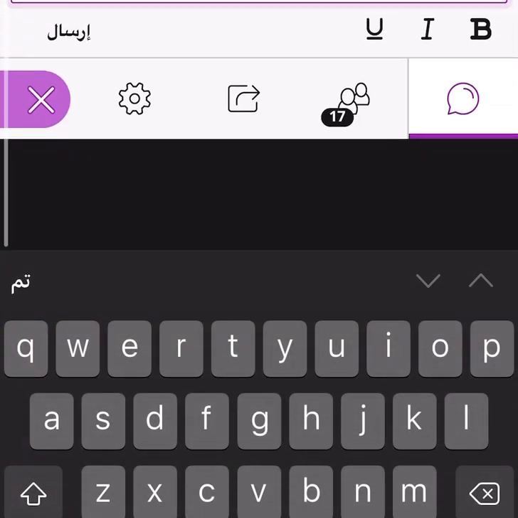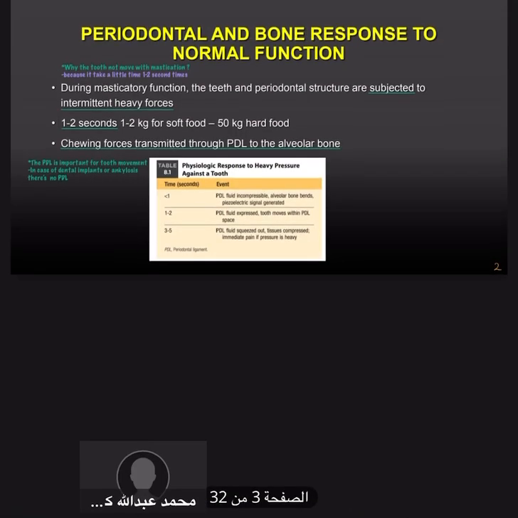It is between the tooth and the alveolar bone, right? So the PDL space is where the PDL is actually present. The PDL has the ligaments, the PDL fluid, and the cells, plus the blood vessels and the nerves. So the PDL fluid is incompressible if the pressure lasts less than 1 second. The alveolar bone bends and a piezoelectric signal is generated.